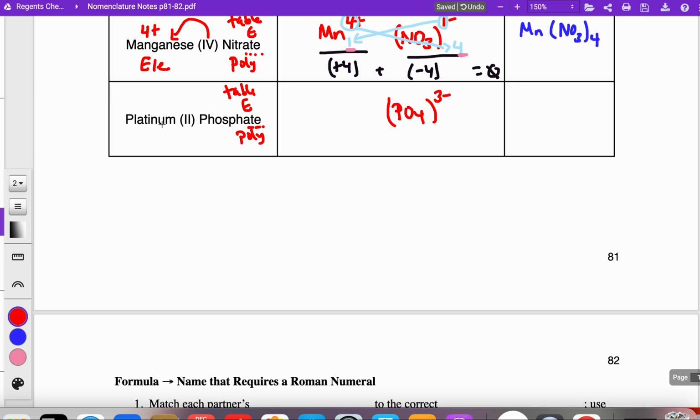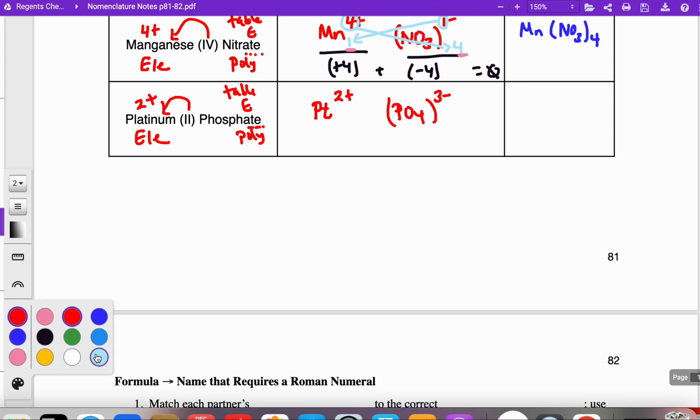Platinum is not listed on table E, so I understand it's an element, so I need to go to table S to find its symbol. And when I look on table S, platinum's symbol is Pt. Now, there's a Roman numeral 2 in this name. The Roman numeral always belongs to the cation, and it tells me that the platinum is using a +2 charge.